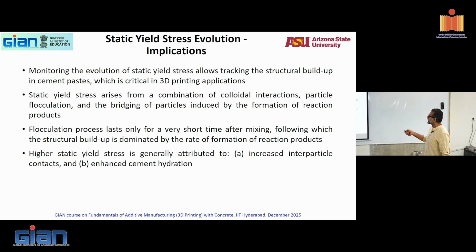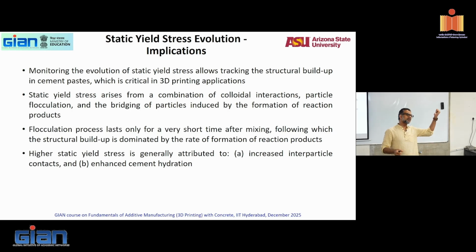Now, where does it come from, if you're interested? A combination of colloidal interactions. All of these flocs or colloids, or cement particles, are coming together as colloidal grains. Particles flock together and the particles bridge by formation of reaction products. So that's where all of this static yield stress is coming from. Again, like I said, particle bridging is a function of how far away the particles are. How far away the particles are is a function of packing density of particles. Packing density is a function of particle size and size distribution.